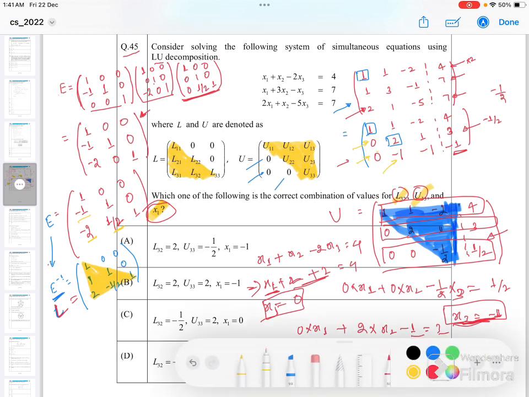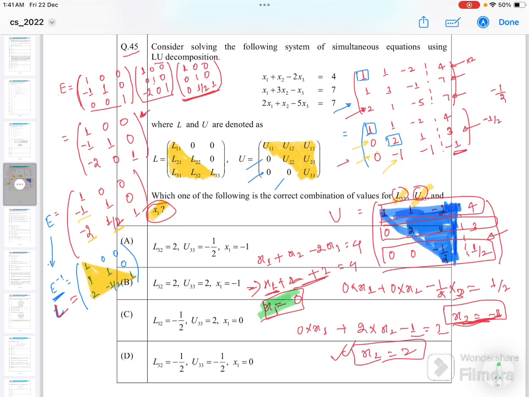Right? Now let's look at the answer. So x1 is 0. So we have option, this cannot be because x1 is 0 here. Now let's look at this L32. So L, third row, and second column, that is 1 by 2, minus 1 by 2. So L32 is -1 by 2. Here we have also -1 by 2.